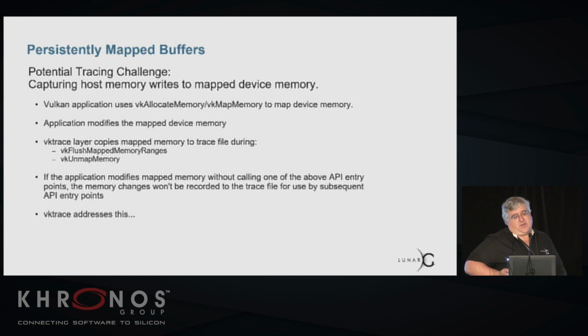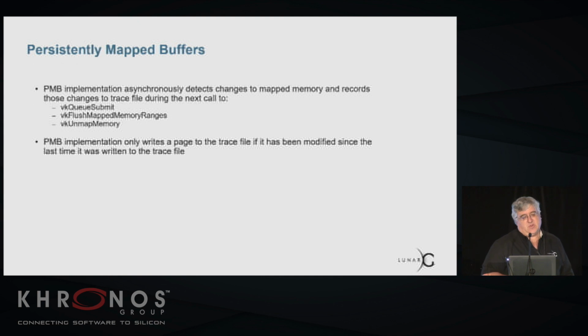So there are some tricks in place, like if you go and unmap the memory, we'll take that mapped memory and write it out to the trace file. But it's also possible and legal for your application to not bother to unmap that memory before it gets used by the GPU. So we had to add a few things to vkTrace to help address this, and we loosely call this persistently mapped buffers. Basically, we have some mechanisms in place to detect when the application has dirtied or written to it.